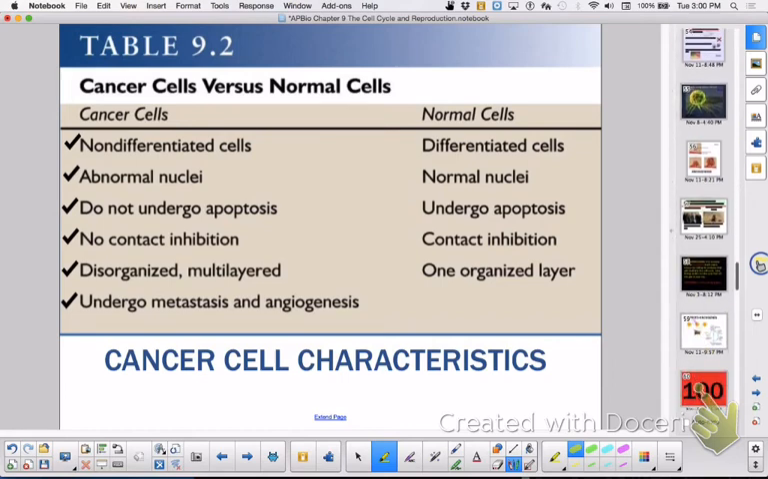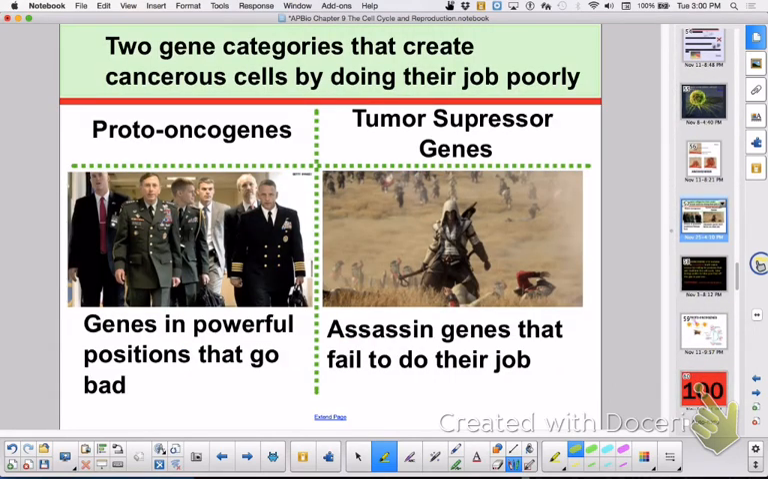And we said it all boils down basically to two categories or groups of genes. Proto-oncogenes are in a position of power, and they are normally doing good things, controlling the cell cycle. But if they go bad, they can promote the cell cycle when you don't want it to move forward. That in and of itself would not give you cancer, because hopefully when you have cells that are growing out of control, you have them commit what? Apoptosis, right? So cancer happens when the proto-oncogenes become oncogenes and the tumor suppressor genes are not doing their job getting rid of them.